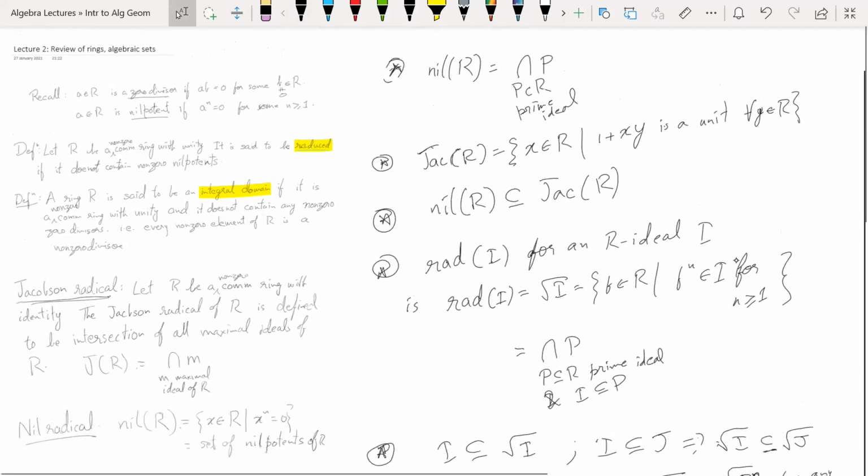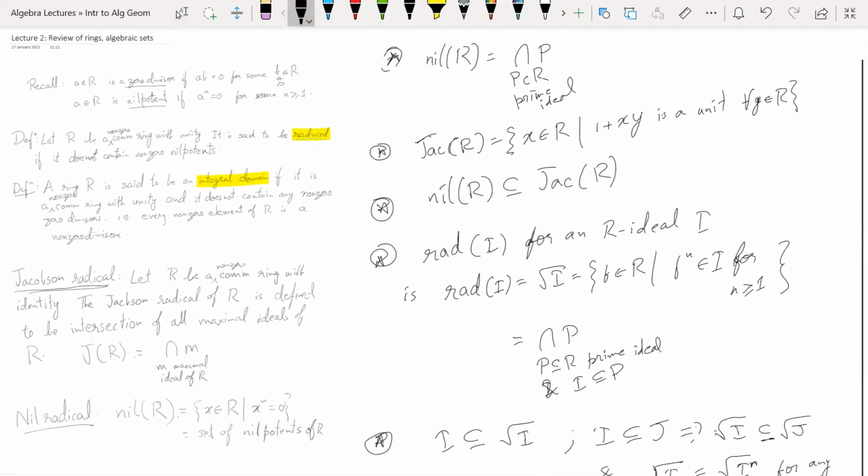Can you give an example when they are equal, Jacobson and nil radical? Some example of a ring for which they are the same. Yes, obviously Z will work, because if you take the intersection of all prime ideals, you get 0, and so the nil radical is the same as the Jacobson radical. Also you can check that a polynomial ring in as many variables as you like, but let's just take one variable, are examples where Jac R equals nil R.